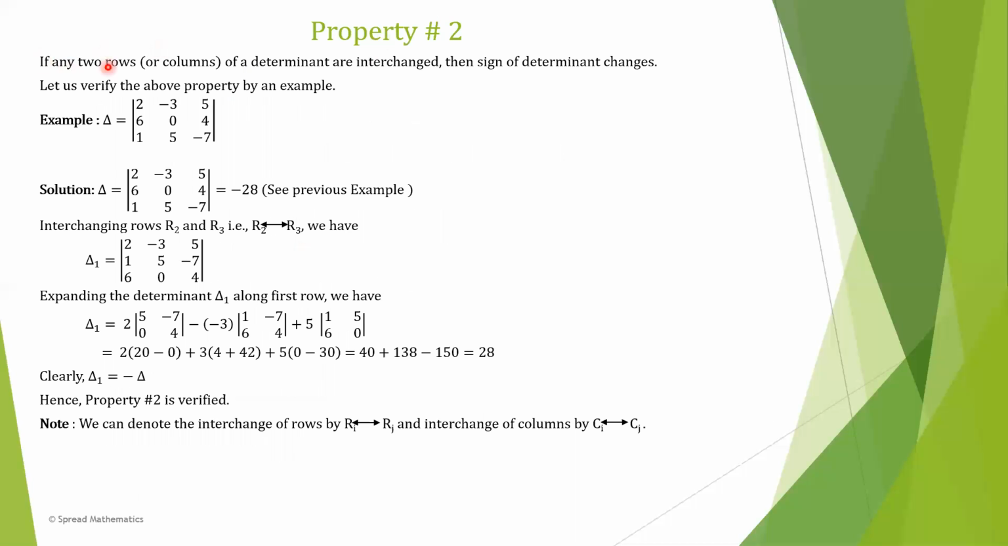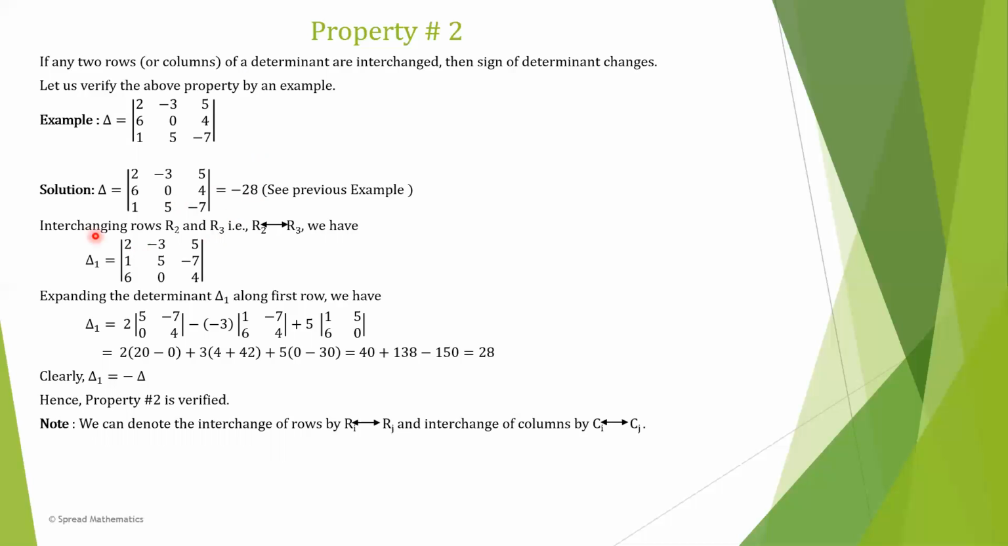Now property number 2. If any two rows or columns of a determinant are interchanged, then the sign of the determinant changes. Let us verify the above property by an example. We took this determinant. You can see this determinant is the previous determinant, so we are not calculating here. We are writing directly minus 28.